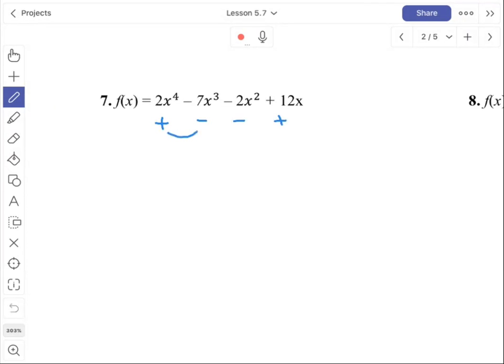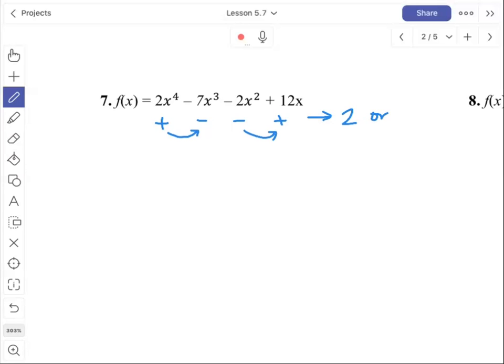Going from here to here, is that a sign change? That's one change, and then there's another. Good. So how many sign changes total? 2. Okay, which means that there can be 2 or less.